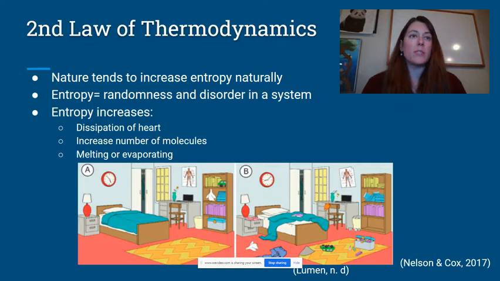One relatable example is a picture of a clean bedroom and then a picture of a messy bedroom. Items are strewn randomly about and there is excessive disorder. It takes energy to go into the room and put things back where they belong and create order. The more that is in the room, just like the more molecules in a system, the more disorder can occur.